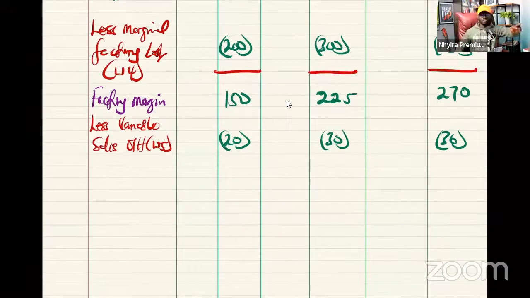Now assuming there was no variable sales overheads or variable non-production overheads, then the factory margin would have been the same as the contribution. Do you understand the treatment?